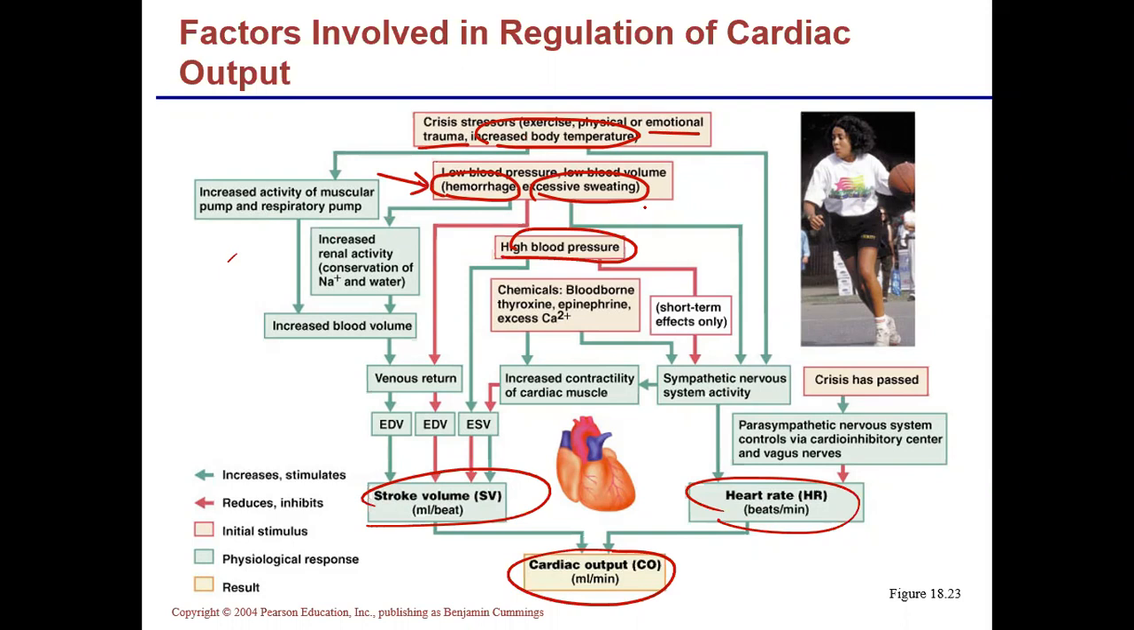Excessive sweating, again, lowers the venous return because now you have less volume, all right? Trauma, emotional trauma, sympathetic activity, right? So again, what you need to do, track this. It tells you one is inhibit, the other one is increase. Track it down, think about what it does in terms of venous return, contractility, afterload, preload. Most of these are actually preload and contractility, all right? And go from there, all right?